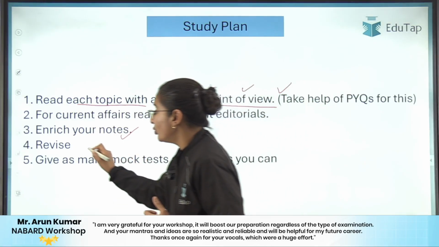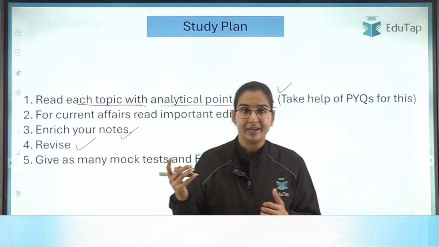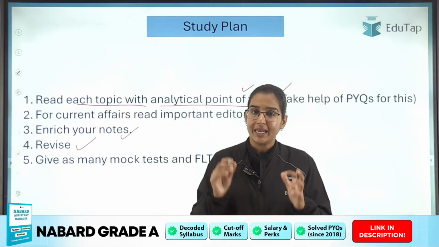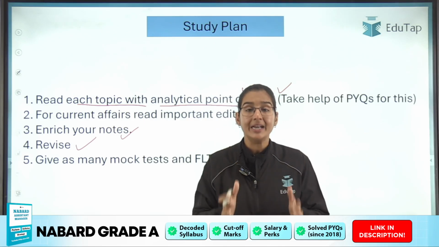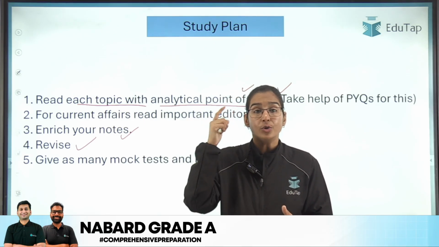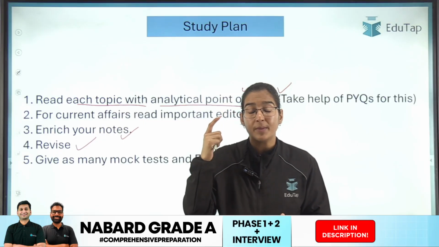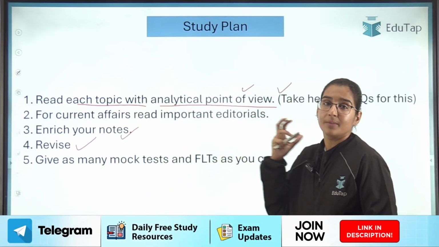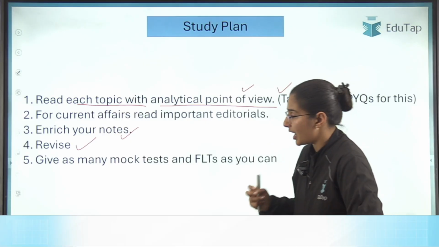Then you have to revise so that you remember that data. This is the difference between a descriptive paper and an objective paper. In an objective paper, the answer is right in front of your eyes. But in the descriptive paper, you have to think. You need to memorize. You need to remember what the fact was, right? So you have to revise a lot so that you can remember that data and those arguments.